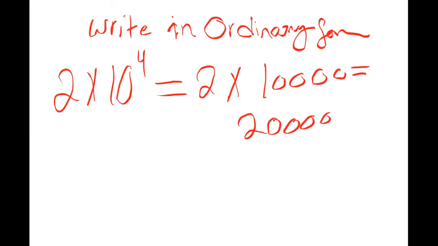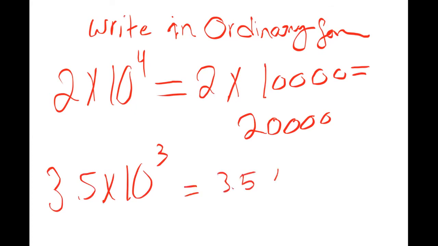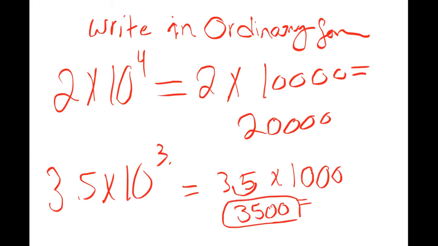If I have 3.5 times 10 power of 3, this means I have to make 3.5 times 1, and because the power is 3, so it will be 3 zeros. Then I will multiply, so I have to move the decimal point 3 digit. So it will be 3500. So this is my number in ordinary form. Okay? Okay, Ahmed?